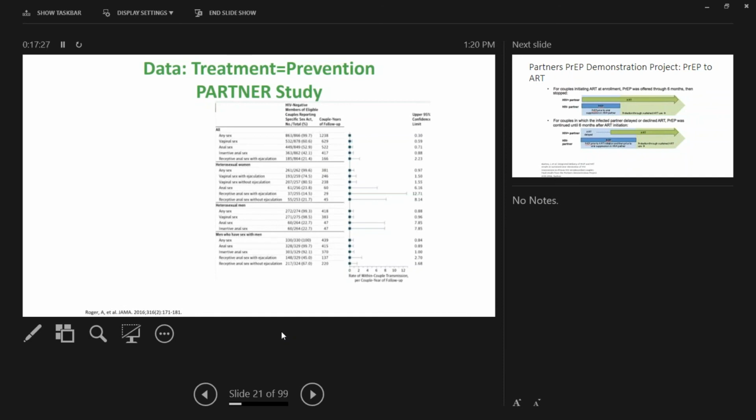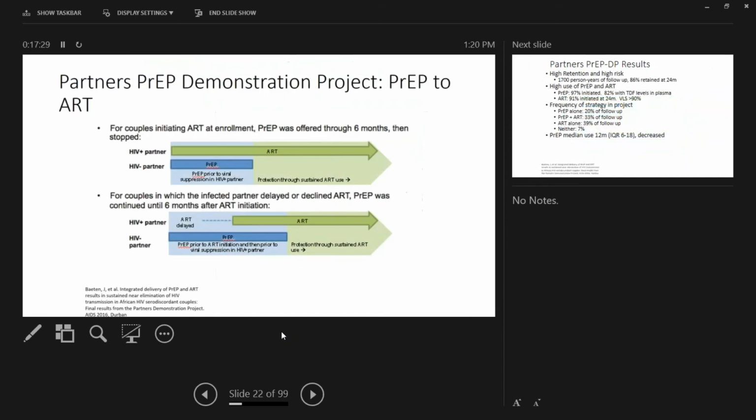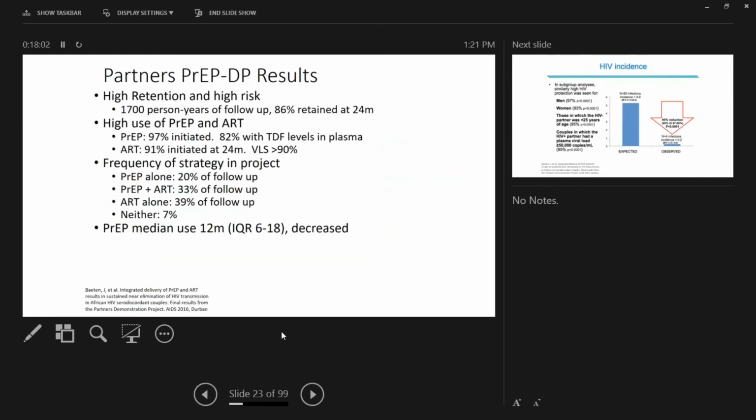This is another demonstration project that I think is really important to look at, the Partners PrEP demonstration project. The idea of this study is that serodifferent couples are recruited to go into a couple of different strategies for prevention. The partner living with HIV goes on antiretroviral therapy if they choose, and the HIV-negative partner goes on PrEP. What happens is that they overlap for 6 months until the HIV-positive partner becomes virally suppressed. At the point of viral suppression for 6 months, the negative partner stops PrEP.